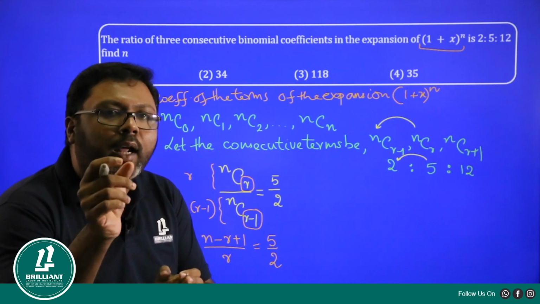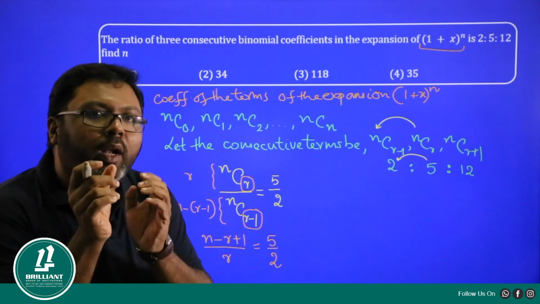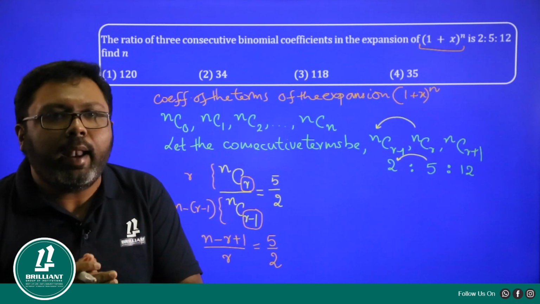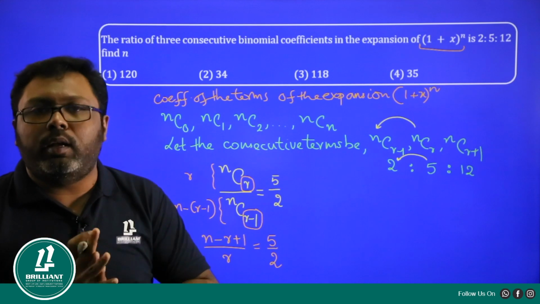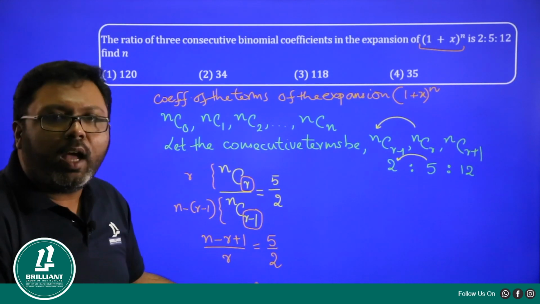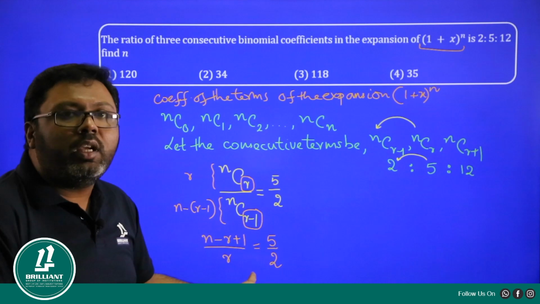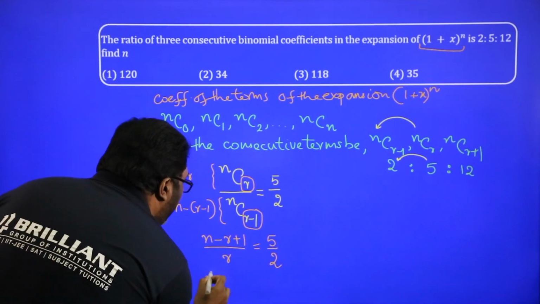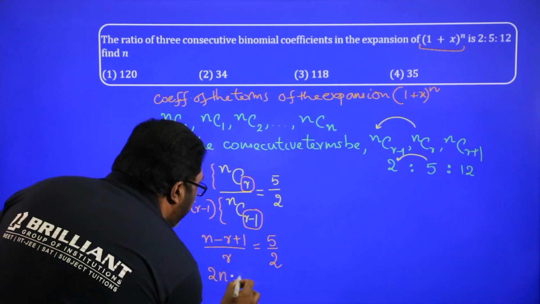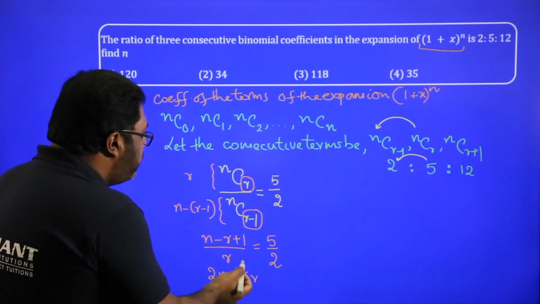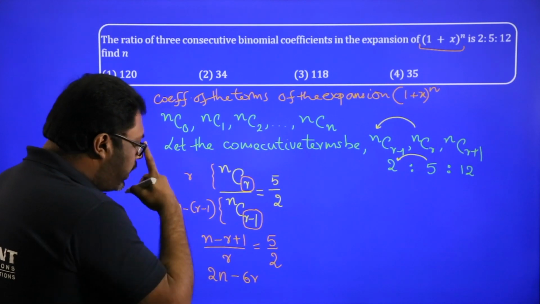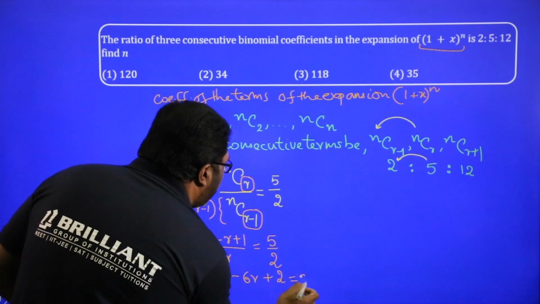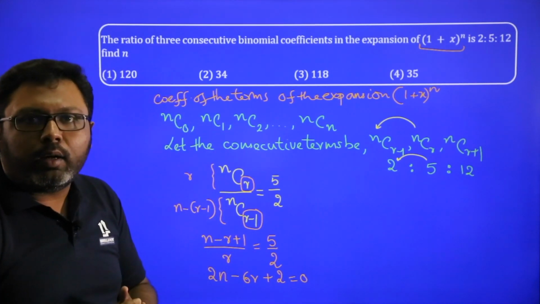So once again I'll tell it. Choose the numbers r and r minus 1. The bigger will be in the same form and the smaller one would be subtracted from n, n minus (r minus 1). So the relationship is like this over here. Now I can clearly obtain an equation in n and r. My equation will be 2n minus 2r plus 2 minus 5r, which is 2n minus 7r plus 2 equals 0. This is my equation in n and r.